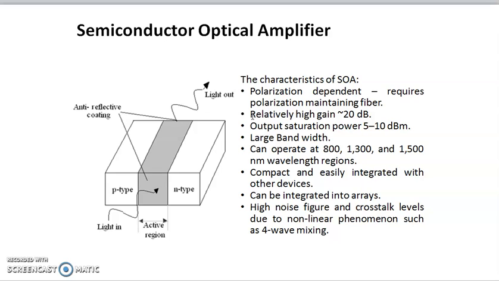We see here a semiconductor optical amplifier, and if you see here, the active region is in between the P-type and N-type material, with light propagating through the active region, and this one is about the light out from this active region.